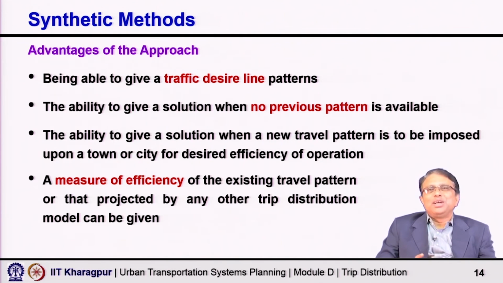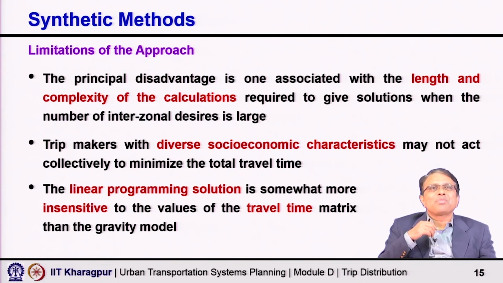People do not think collectively, and every individual makes his or her own decision based on own consideration. So, the real distribution is somewhat different, but it has its own meaning actually if we know what solution we get. It has certain limitations as well.